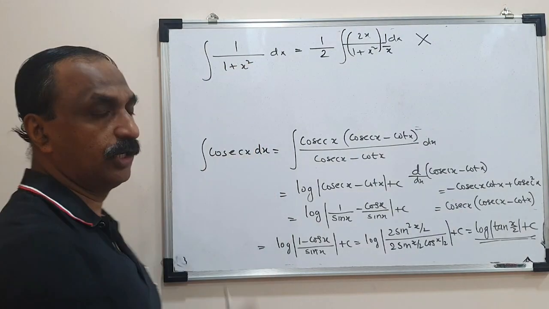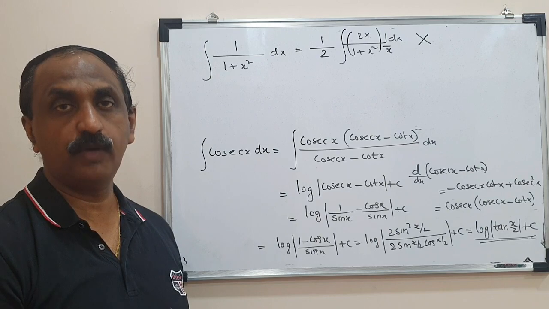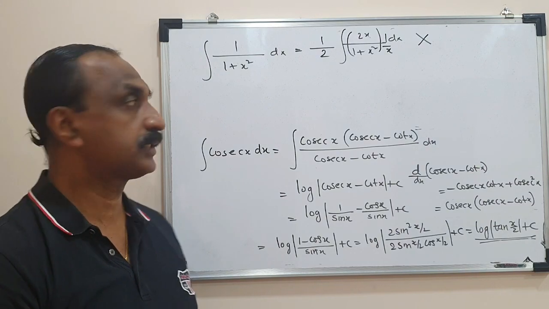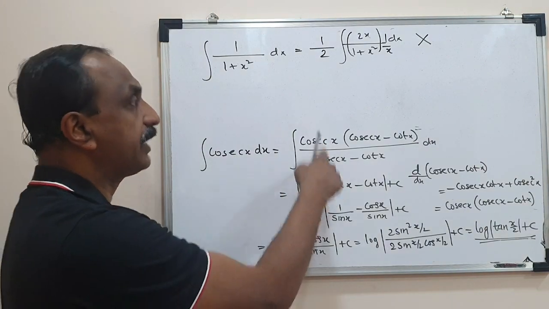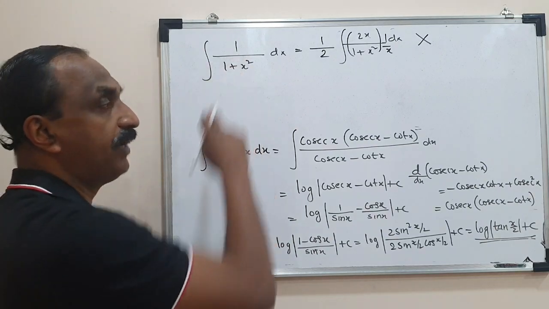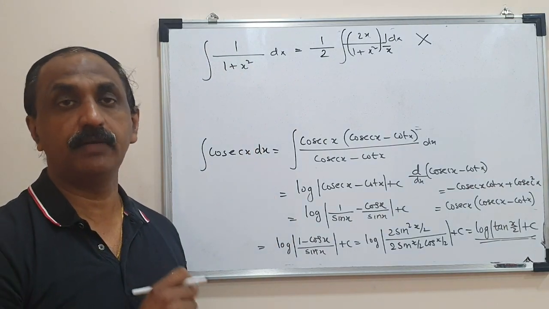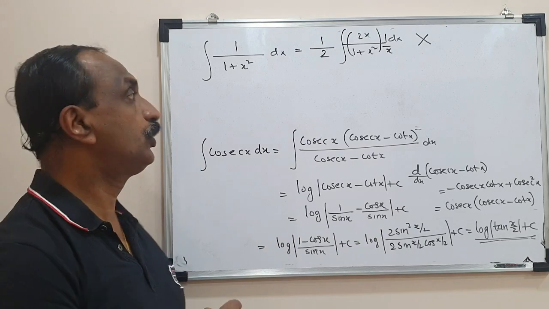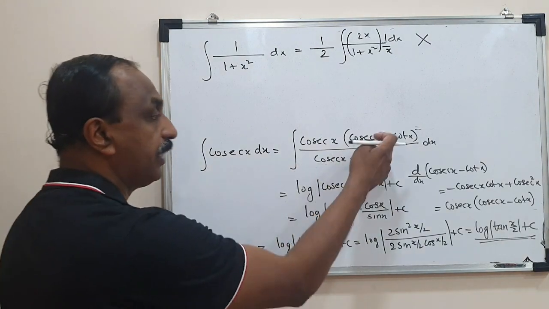You know that the integral of 1 upon 1 plus x square dx is tan inverse x. But you cannot divide and multiply and apply this technique. You can only divide and multiply with a constant term. You cannot divide and multiply by the x term. So do not think of doing this dividing and multiplying all the time.